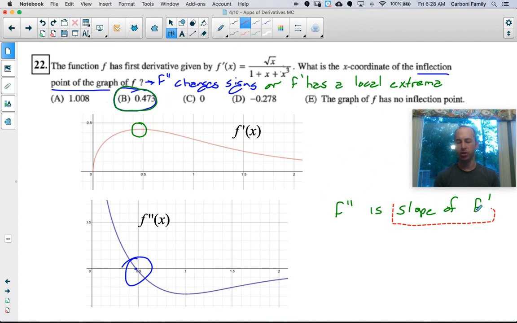And so if the slope changes signs, if you change from a positive slope to a negative slope, or vice versa, that will create an inflection point for your function. Those are all of the questions. Hopefully those made sense.